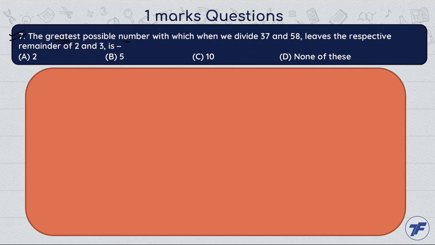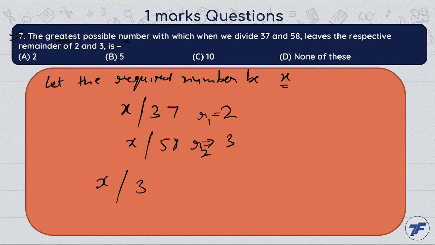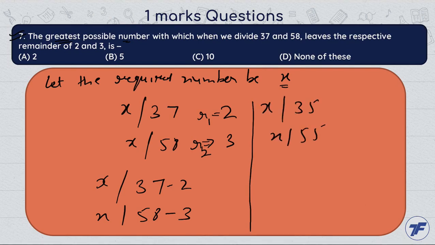ठीक है? Here let the required number be x. When we divide 37 by the required number, we get remainder 2. This is remainder. And when we divide 58, we get remainder 3. This is R1 and this is R2. It means when we divide 37 minus 2 and 58 minus 3, remainder will be 0, or we can say x divides completely 35 and 55.